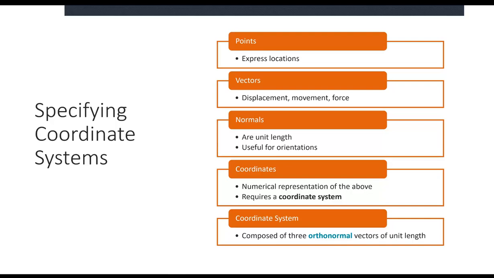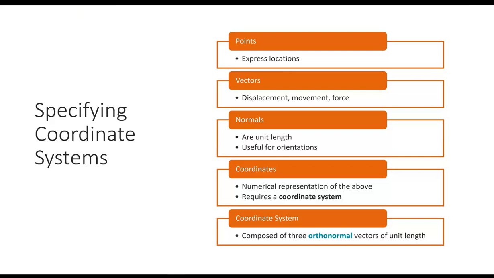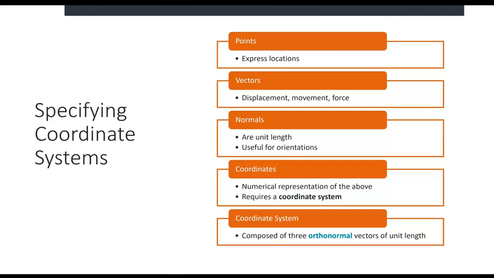So to put all of that together, we need coordinates, right? So that's just the numerical representation of the stuff we're talking about on the top half of this slide. And in order to have coordinates, you need a coordinate system. And so a coordinate system is going to be 3 orthonormal vectors of unit length. So that just means that they are all perpendicular to each other and they are all of length 1. The reason why we need them all to be of length 1 is because that's going to give us some nice mathematical properties that we can exploit later on. So again, just moving in with this standard notation.